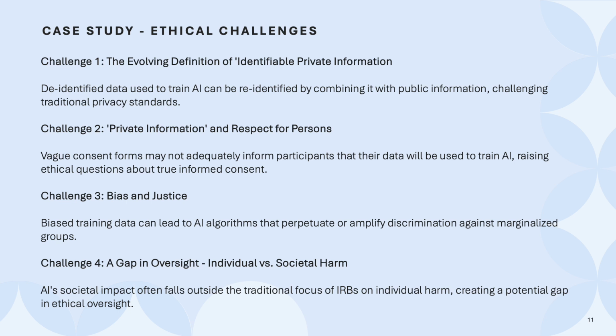IRBs are designed to protect individual research projects from harm, but an AI algorithm can have a much broader societal impact affecting entire communities. This type of large-scale harm can fall outside the traditional focus of an IRB, creating a significant gap in our ethical oversight.